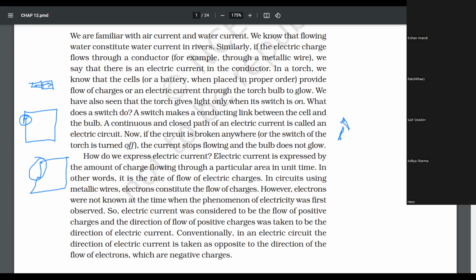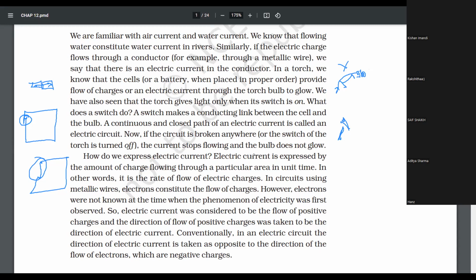So when we break a circuit, obviously there's a gap of air between the two wires or two contact points. Therefore, electrons are not able to pass from one contact point to the other. There's no passage of electrons, therefore there is no conduction. Therefore, it is a continuous and closed path of an electric current which is called an electric circuit.